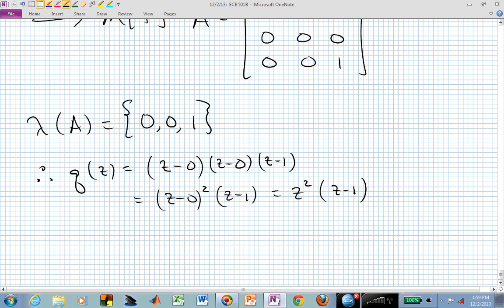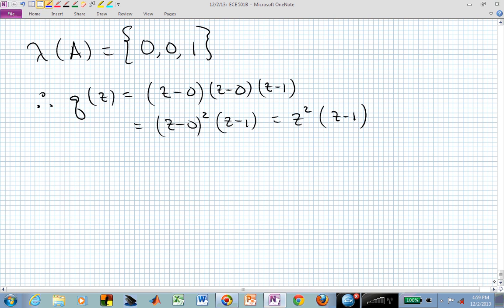If somebody now said, well, what's Q of T? That's now, we substitute T everywhere we had a Z. And if we have constants, we need to weight those by the identity matrix. We now have T squared times T minus 1 times the identity. And that's supposed to equal 0.